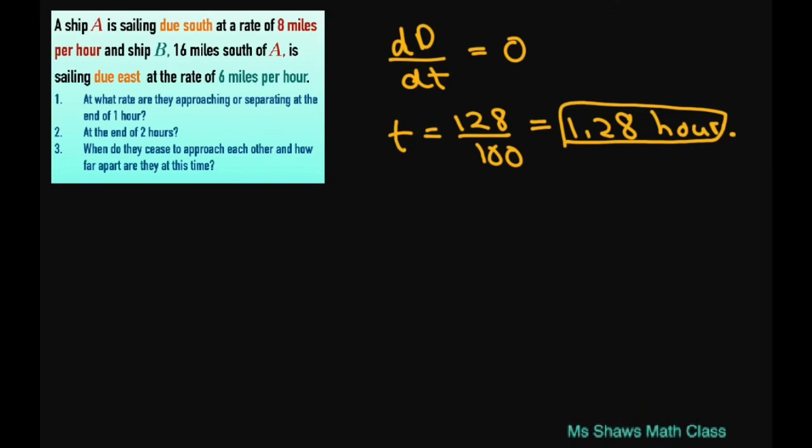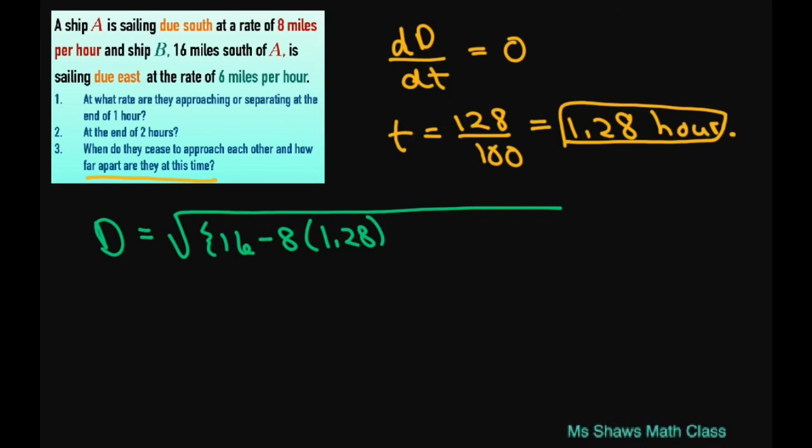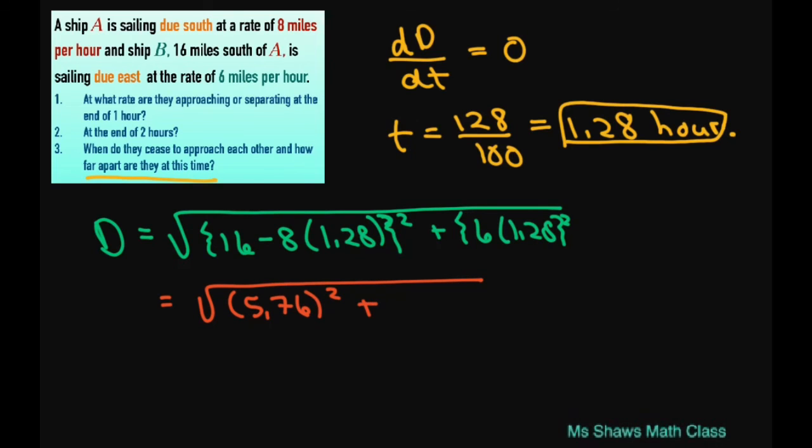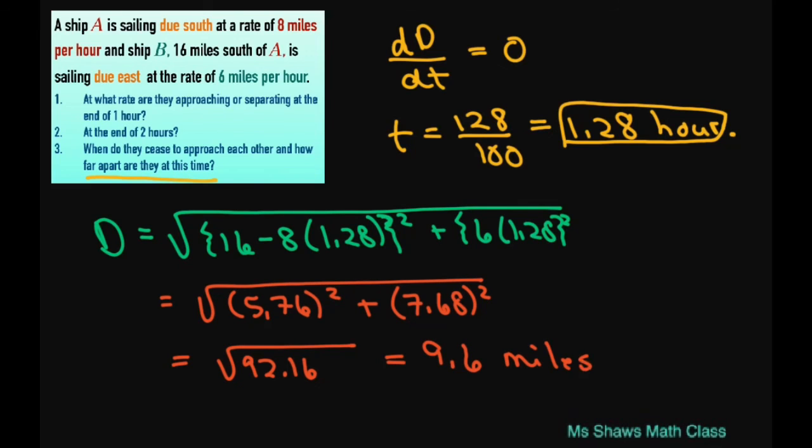All right. Now, how far apart are they at this time? So we go back to our original equation and use our distance formula. That's going to give you the square root of (16 minus 8 times 1.28) squared plus (6 times 1.28) squared. This is going to equal the square root of 5.76 squared plus 7.68 squared, which equals the square root of 92.16. Now this equals 9.6, and that's miles apart. All right, and that would be that answer.